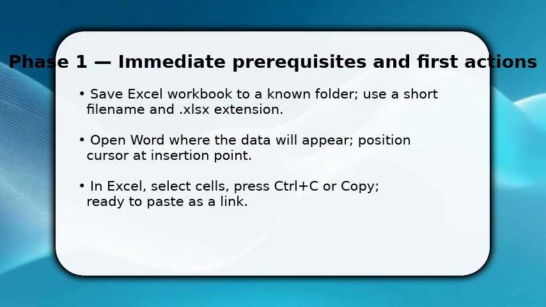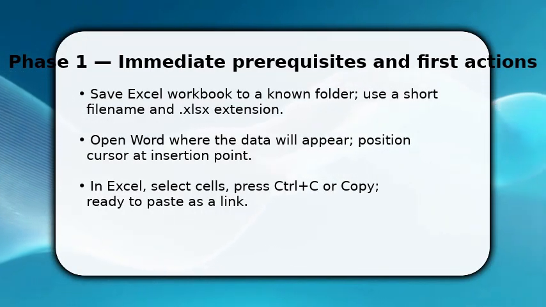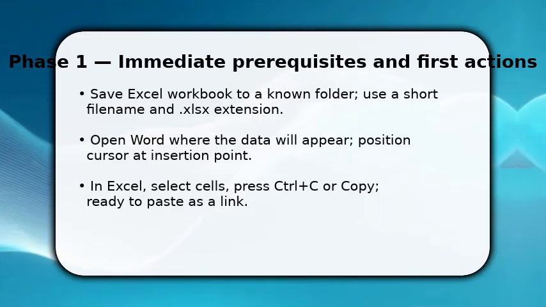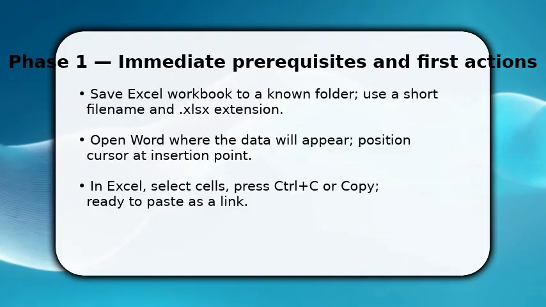You already have the files, now begin. In Excel, select the exact cells you want to show, then press Ctrl+C to copy them. Switch to Word and place the cursor where the live table should appear. Once done, choose Paste Special from the Home menu rather than regular paste.